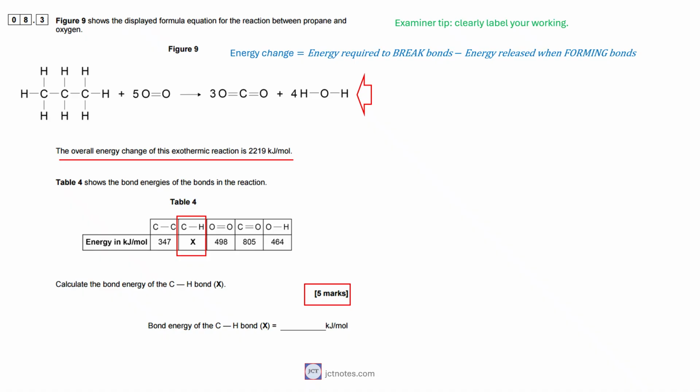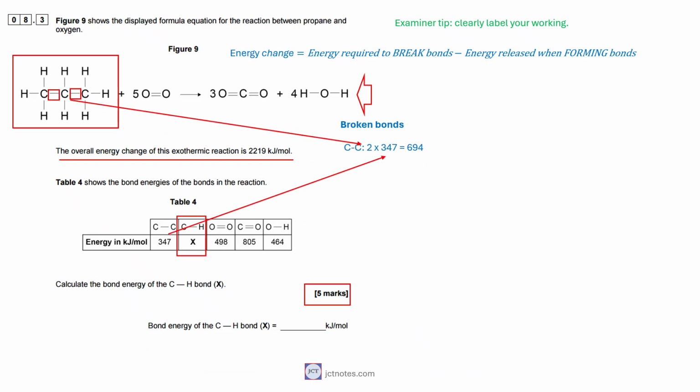Step 1 is to calculate the total energy required to break all the bonds in our reactants. Looking at the propane molecule on the left, we can see it contains carbon-to-carbon single bonds and carbon-to-hydrogen bonds. Be careful here. Count the lines between the carbons. There are exactly 2 carbon-carbon bonds, not 3. Since each carbon-carbon bond is 347 kilojoules, that's 2 times 347 equals 694.